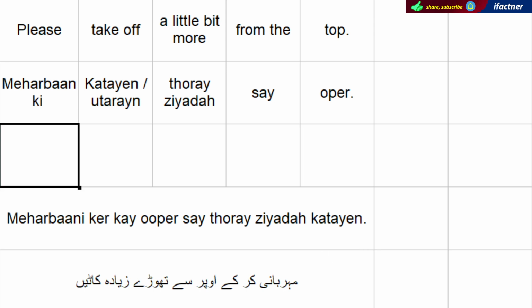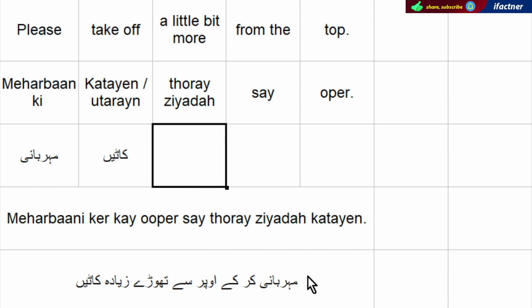Now please is मेहरबानी. Now let's see how do we write मेहरबानी. मीम, हे, रे, बे, अलिफ, नून छोटी है, मेहरबानी. काटें is to cut, and we can write it as काफ, अलिफ, टे, ये, and नूना.